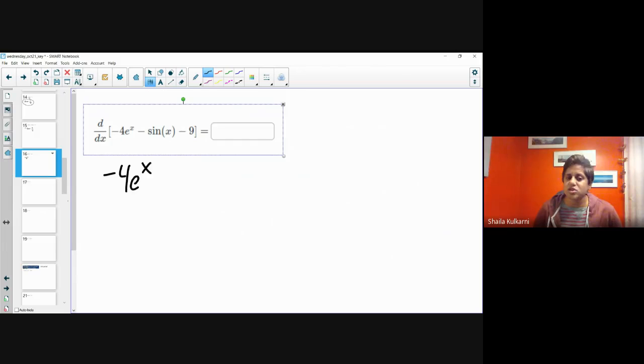Okay. Derivative of negative 4 e to the x. We know e to the x doesn't change, so we keep it there. What's the derivative of sine? It's cosine. What's the derivative of negative 9? It's 0.